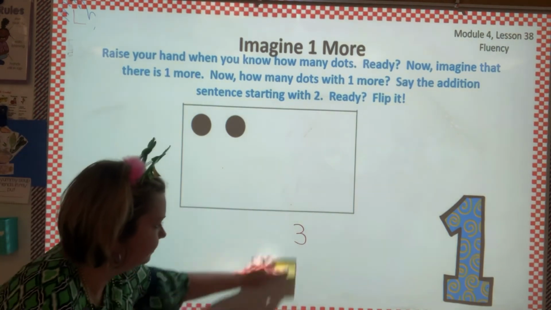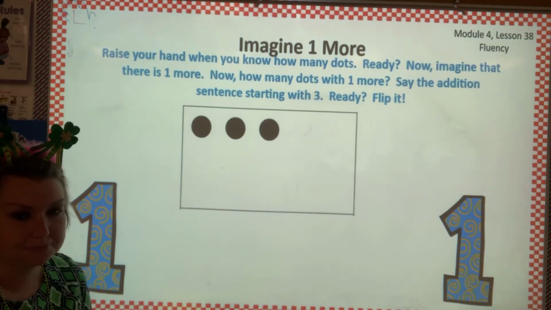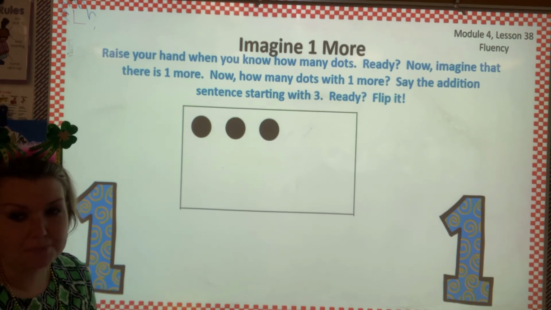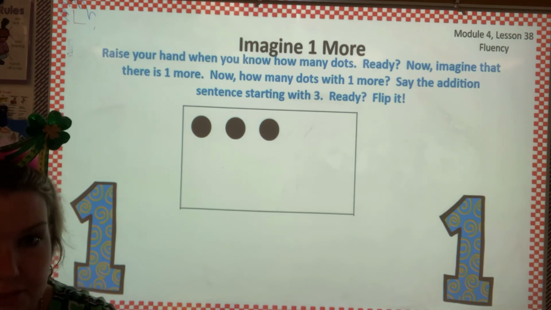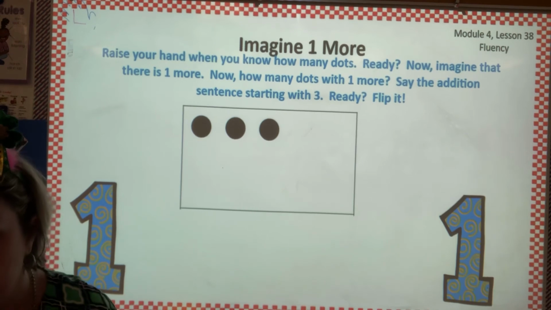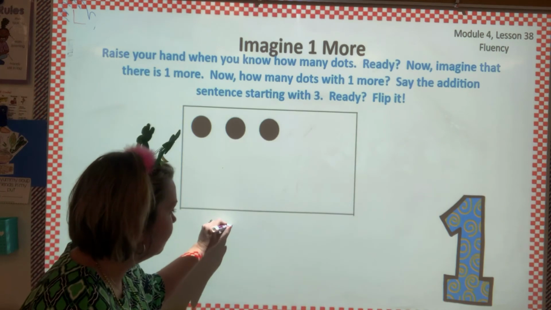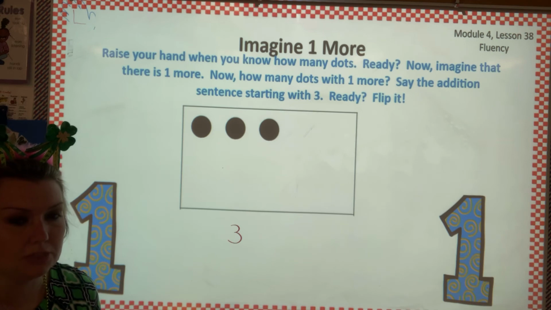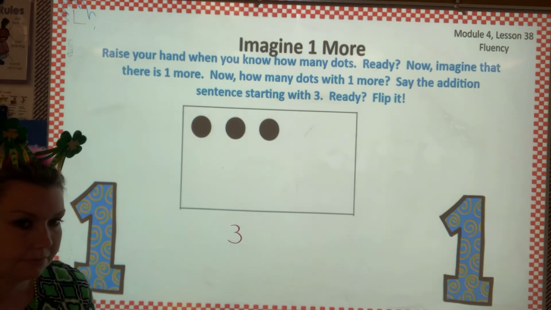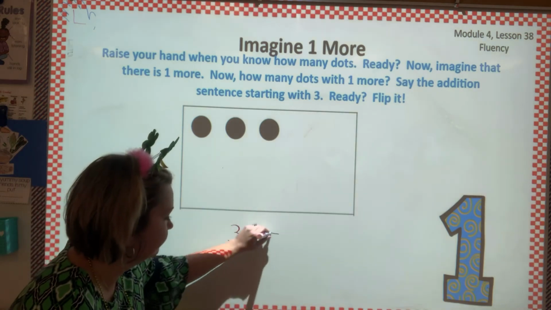Let's do the next one. Raise your hand when you know how many dots there are. All right. Now, imagine that there is one more dot. Show me how many dots there are now. Good. 4. Now, raise your hand and tell me an addition sentence starting with 3. Landon? 3 plus 1 equals 4.